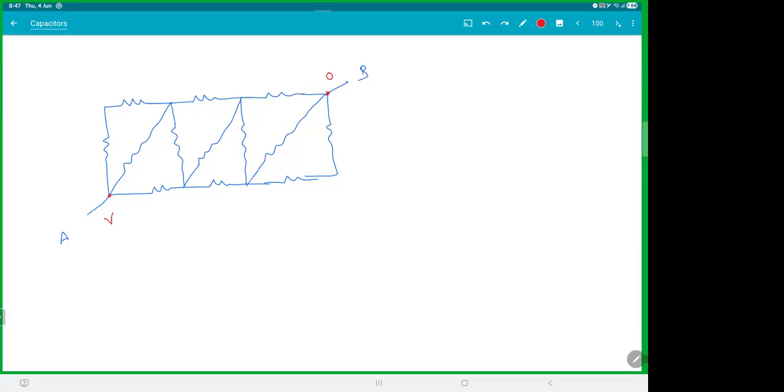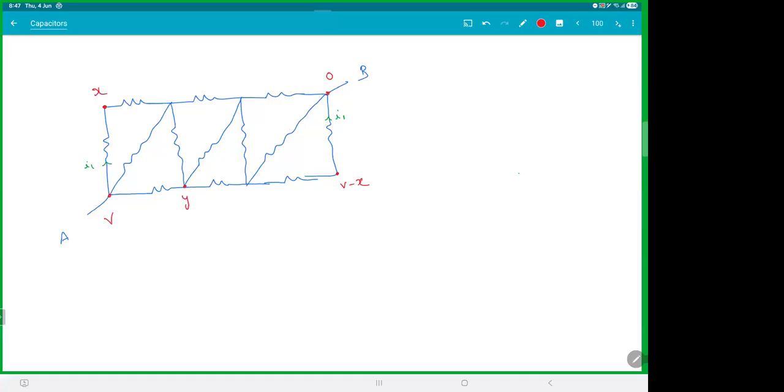Okay, see. If I call this X, again, the logic is same. If this current was I1, you guys agree this is also I1. So this potential difference is V minus X. So this potential difference also must be V minus X. So this junction will be V minus X. Is that logic clear?